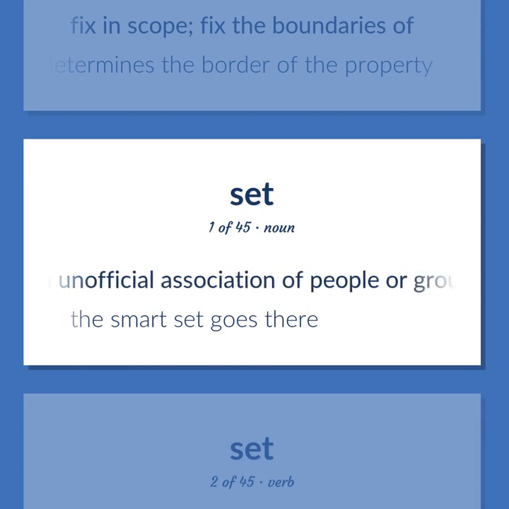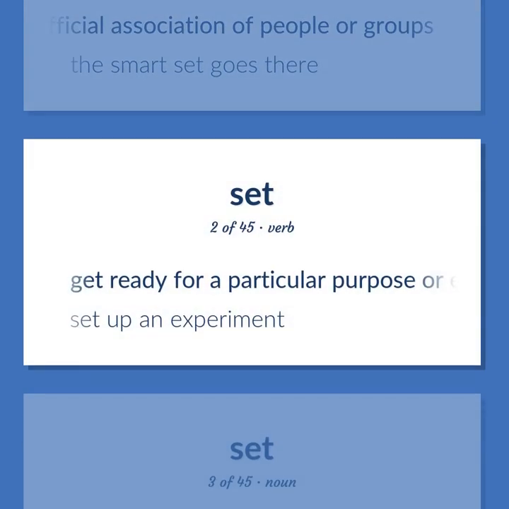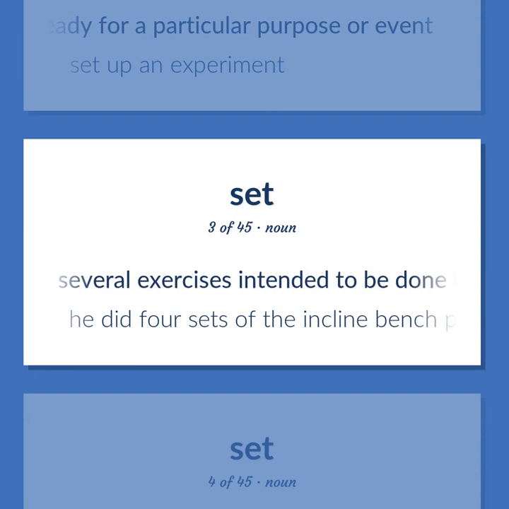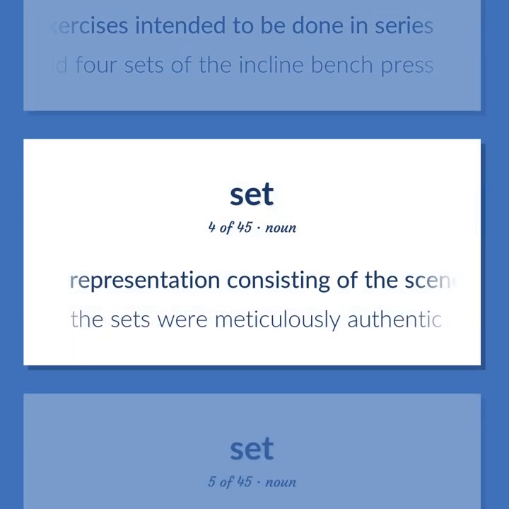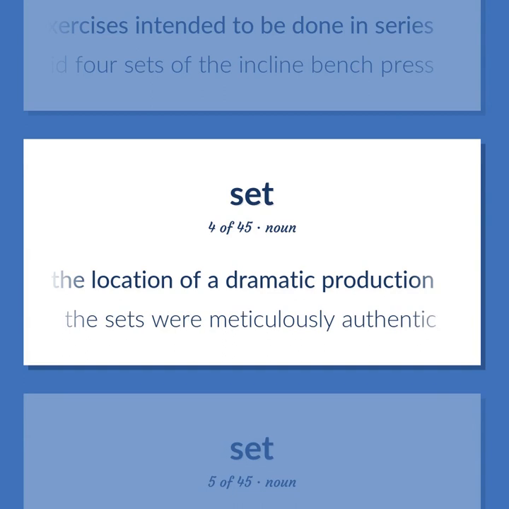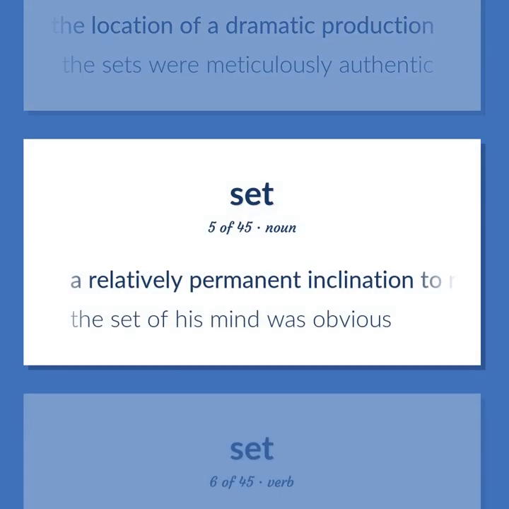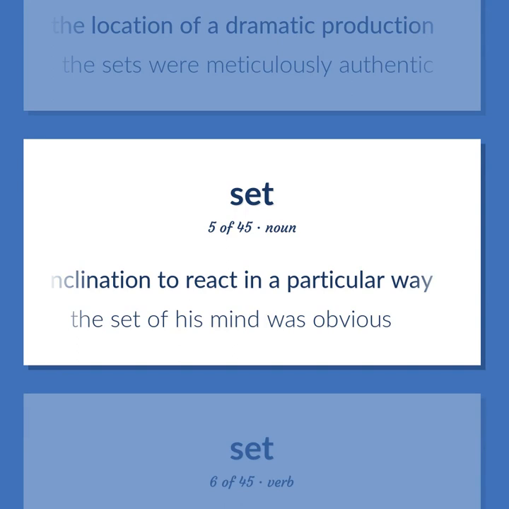An unofficial association of people or groups. The smart set goes there. Get ready for a particular purpose or event. Set up an experiment. Several exercises intended to be done in series. He did 4 sets of the incline bench press. Representation consisting of the scenery and other properties used to identify the location of a dramatic production. The sets were meticulously authentic. A relatively permanent inclination to react in a particular way. The set of his mind was obvious.